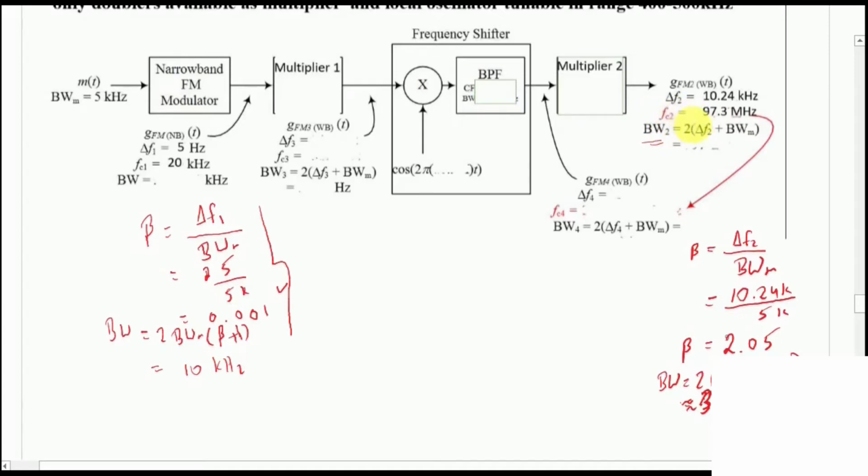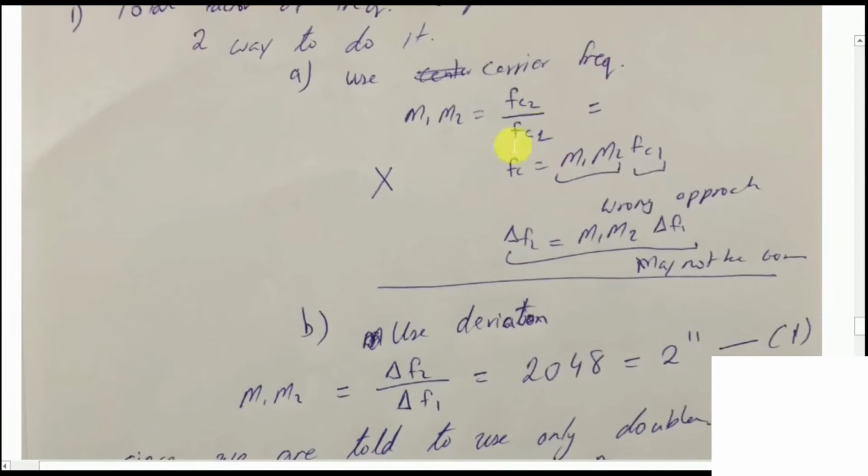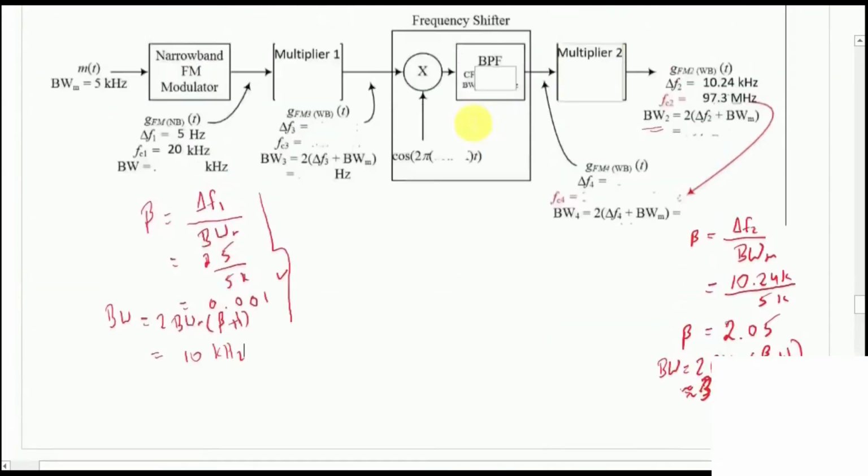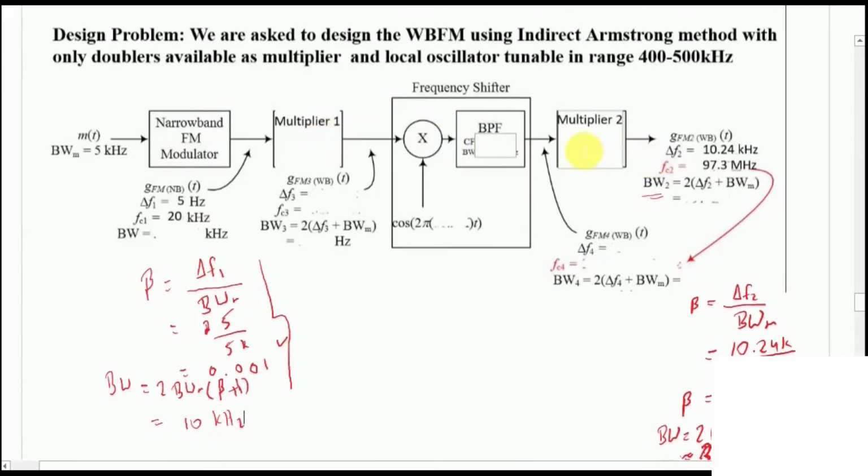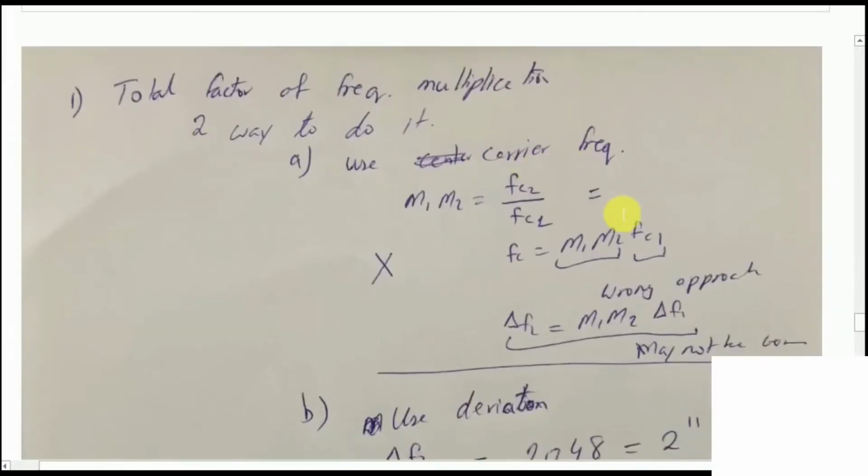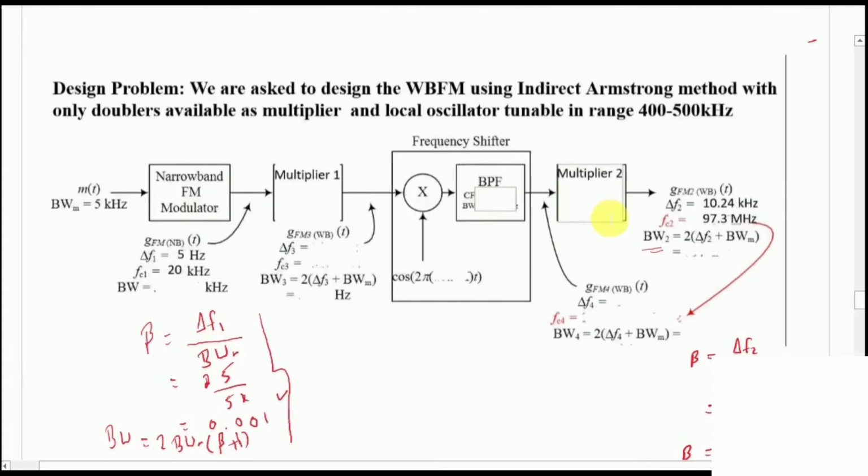You divide it by the output of narrowband FM, that is 97.3 megahertz divided by 20 kilohertz, right? So whatever this is, that will be the total multipliers. If you divide these two, they are going to give you M1 and M2, which is over here, M1 and M2, right?